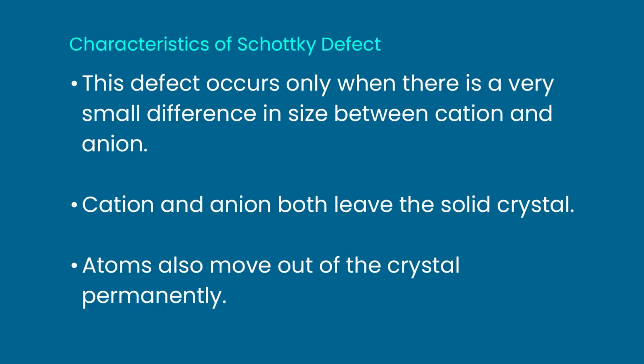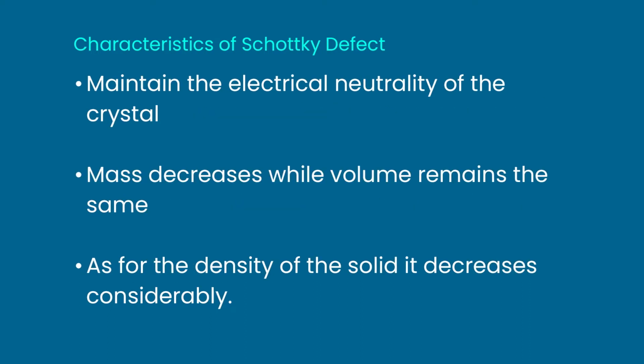To summarize the characteristics of Schottky defect: this defect occurs only when there is a very small difference in size between cation and anion. Cation and anions both leave the solid crystal. Here, atoms also move out of the crystal permanently. It maintains the electrical neutrality of the crystal. Mass decreases while volume remains the same. And finally, as for the density of the solid, it decreases considerably.